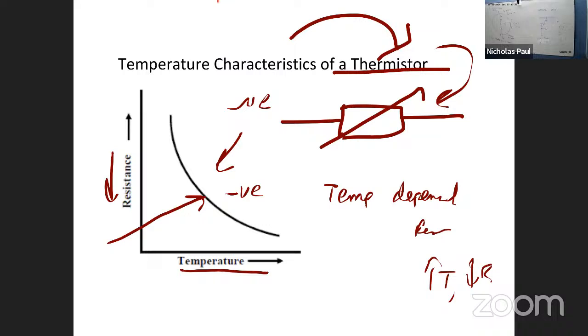Alright, so that is called a negative coefficient thermistor. A thermistor is simply a temperature dependent resistor.